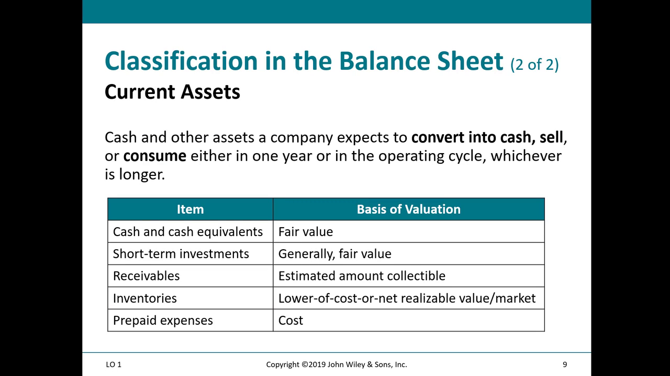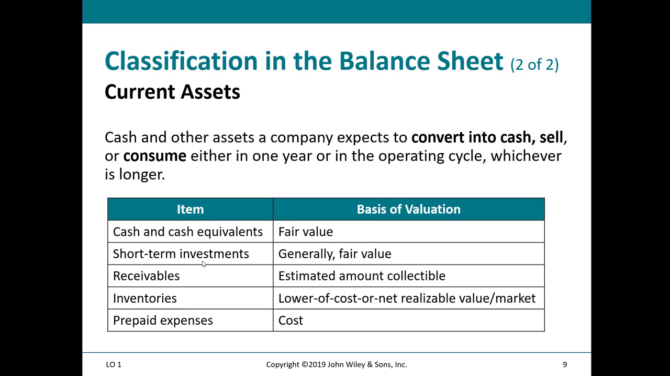The first category in assets is current assets. Current assets are cash and other assets a company expects to convert into cash or consume in 1 year or less, or within the operating cycle, whichever is longer, but it's usually 1 year. So typical things that you will see included in current assets are cash and cash equivalents. Cash equivalents are things like savings accounts, which you can write a check against, money market accounts that you can write a check against, short-term investments.